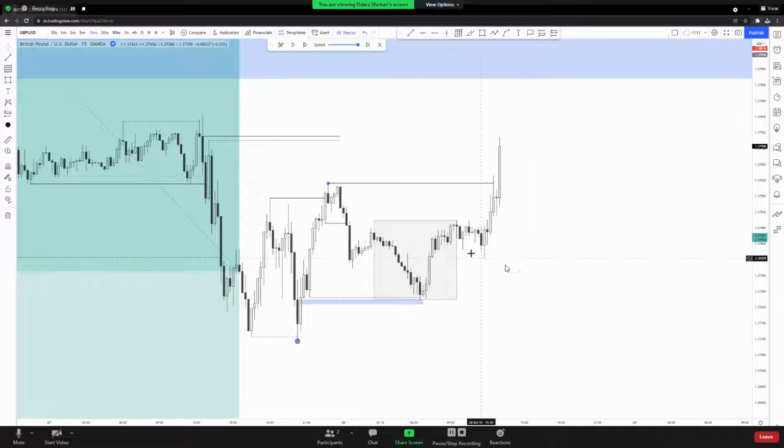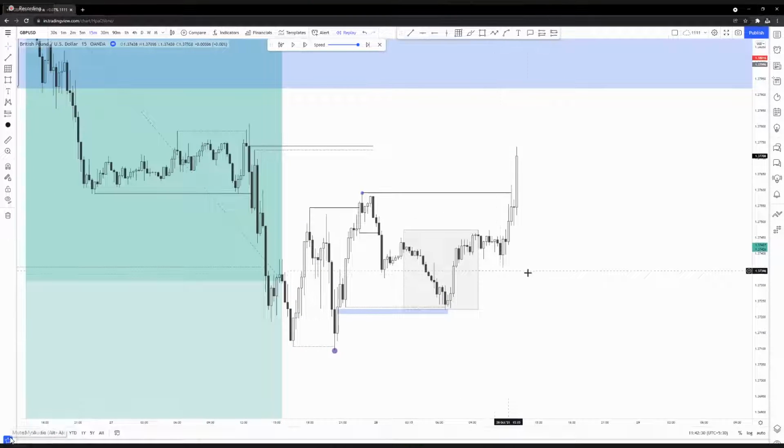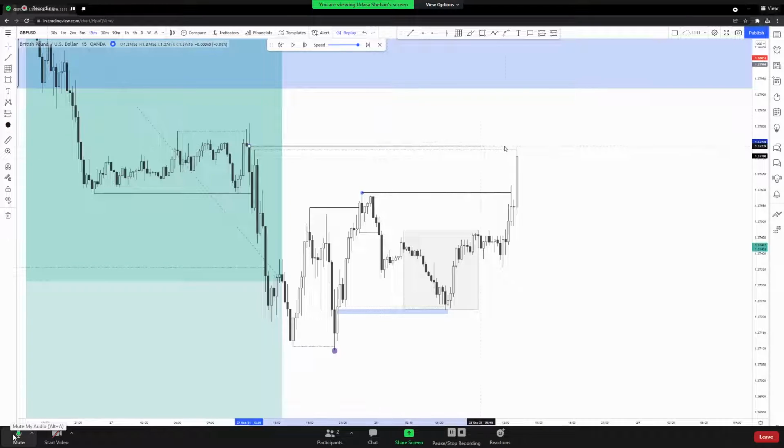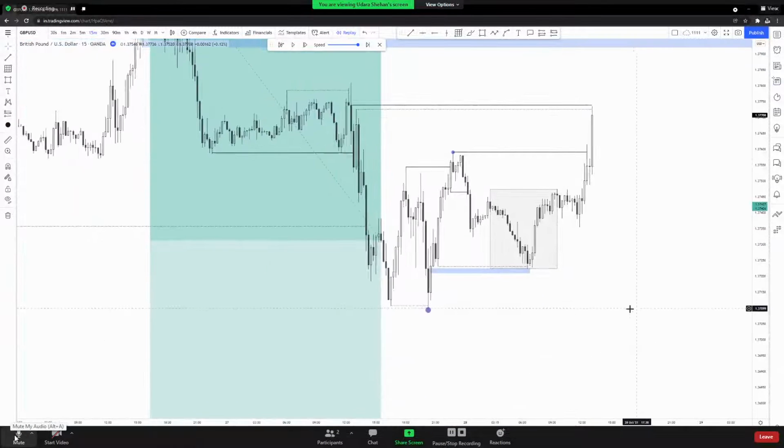Okay, no problem with that. You could have even taken a buy from the 50%. Okay, 50%. But now look at this. Time and price. London has opened and we are inside of a sell zone. See that? We are inside of a sell zone.